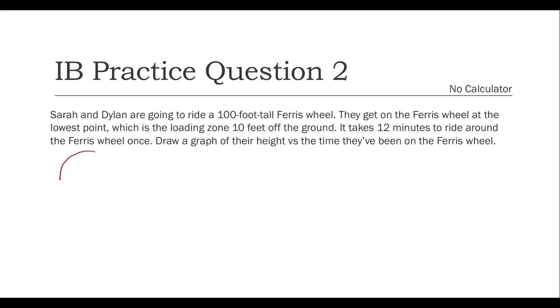So we have a Ferris wheel here. It says it's 100 feet tall. They get on the Ferris wheel at the lowest point, so they'll get on here, which is the loading zone that's 10 feet off the ground. So they have a loading zone here, and that's 10 feet. It takes 12 minutes to ride around the Ferris wheel. So now we can draw a graph.